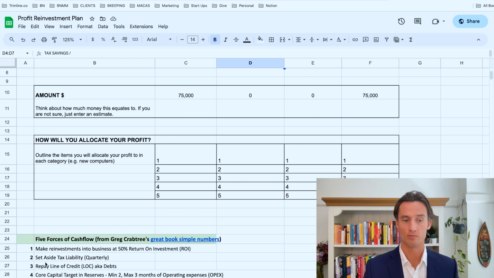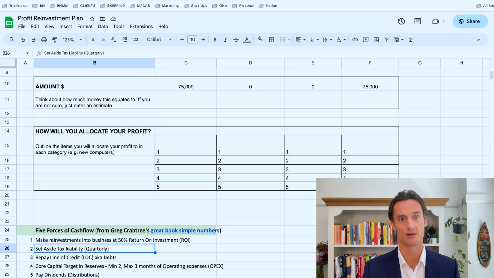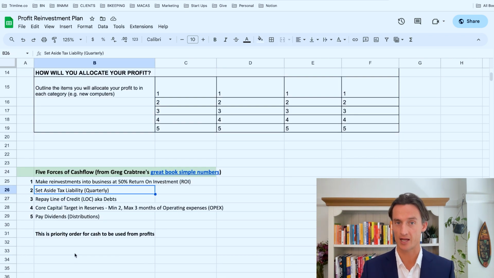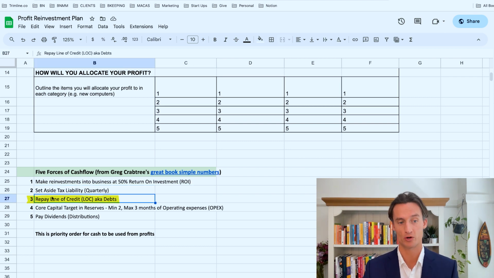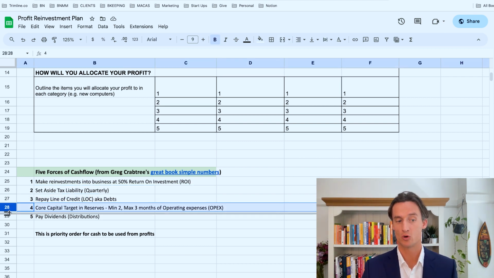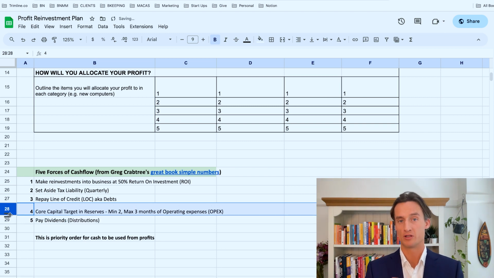I have a simple bucket strategy I use with my clients that helps them set aside funds to pay their tax bill at quarter and year end. So let me know if you want to chat about that. Repay line of credits, which I have above as well. This is a really critical one from his book that I really think that small business owners don't think about enough. Make sure you're building up capital reserves in your business.